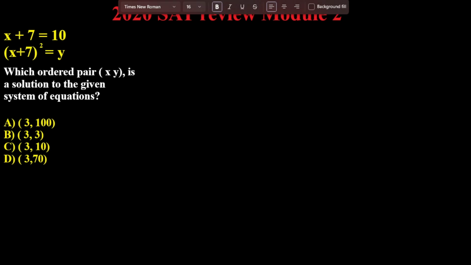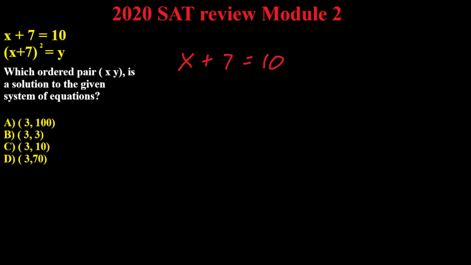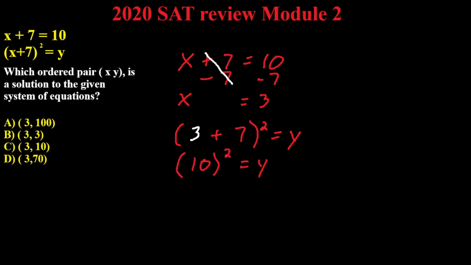Here we're given a system of equations and we are asked to find which ordered pair is a solution to the system of equations. Substitution is best because I can change this one to be x equals 3 and then just substitute a 3 inside here. So let's do that now. We have x plus 7 equals 10. We subtract 7 from both sides. We get x equals 3, and then we take the second equation and substitute the 3 for the x. We simplify inside the parentheses. We square the 10. And then our ordered pair is 3, 100, which we see over here is choice A.